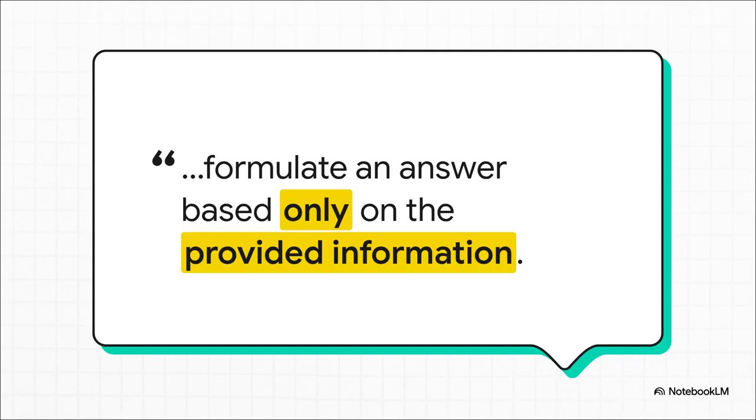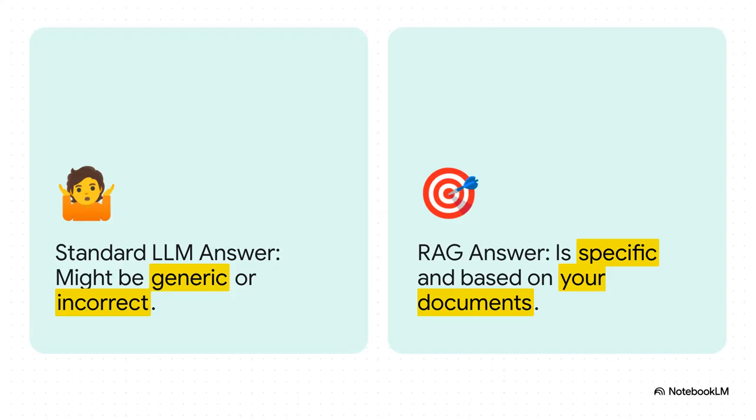It's a command that explicitly tells the large language model, look, I want you to act like a student taking an open book test. You must formulate an answer based only on the information I've just given you. Essentially, it's forbidden from just making stuff up from its general pre-trained knowledge. And that one constraint creates this night and day difference in the final answer.